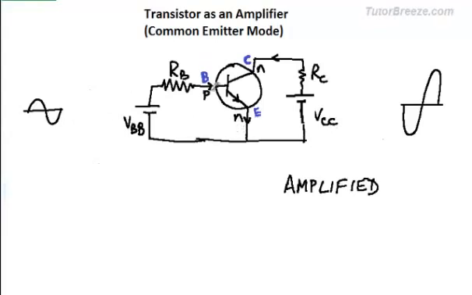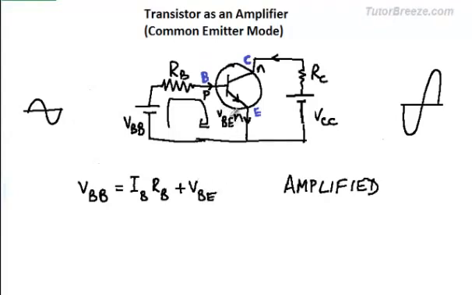Now if you apply Kirchhoff's loop rule in this circuit over here, you can see that VBB is equal to IB RB plus VBE. VBE would be this potential difference between these two terminals. So VBB is equal to IB RB plus VBE.